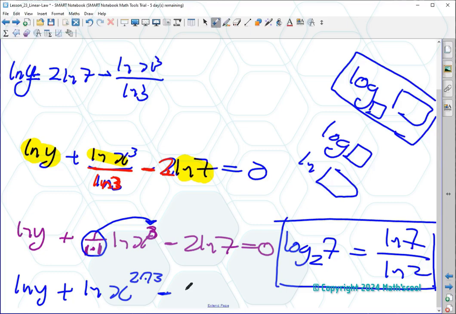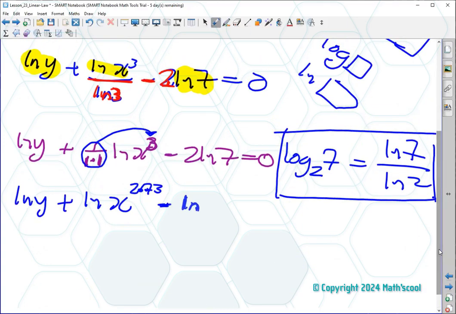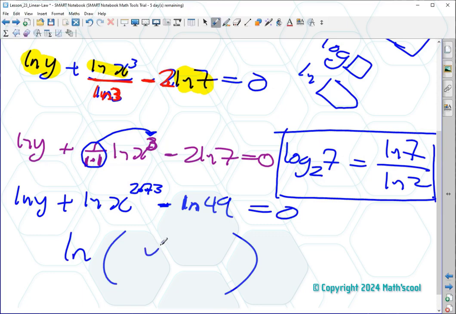Do you want to do anything with this one? Saba? I can't see the... Oh, okay. So is it ln 49? Ln 49 equals 0. And now you can squash it into one ln. Carry on. So is it ln yx to the power of 2.73 over 49?